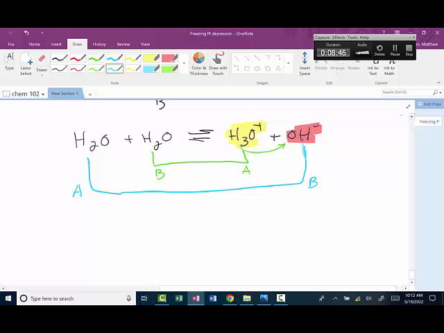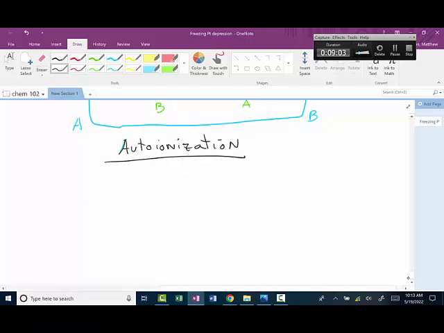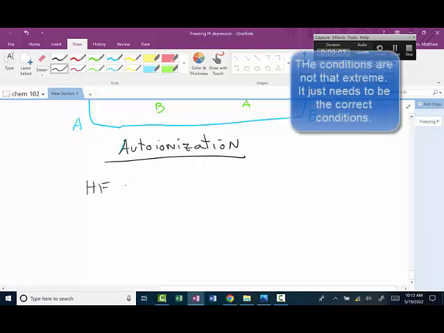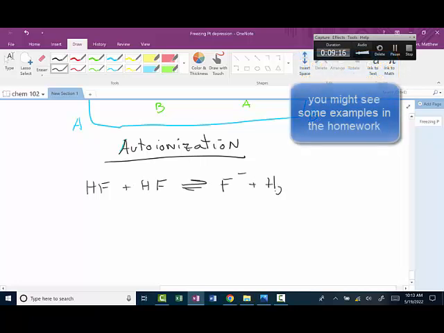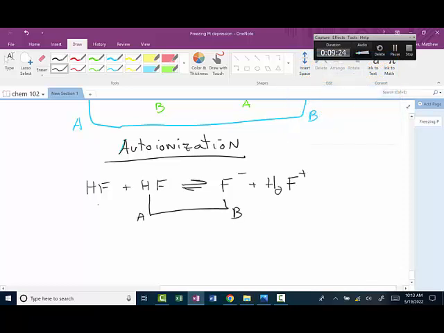This is called autoionization, and lots of things can do it. We'll only deal with the autoionization of water, but things like HF, in extreme conditions, can also do this. You may see some of these, F minus plus H2F plus, very unusual. I'll just show you another example of autoionization. This is the acid, this is the base. Okay, so that's it. Do the homework. I have a bunch in there on that.